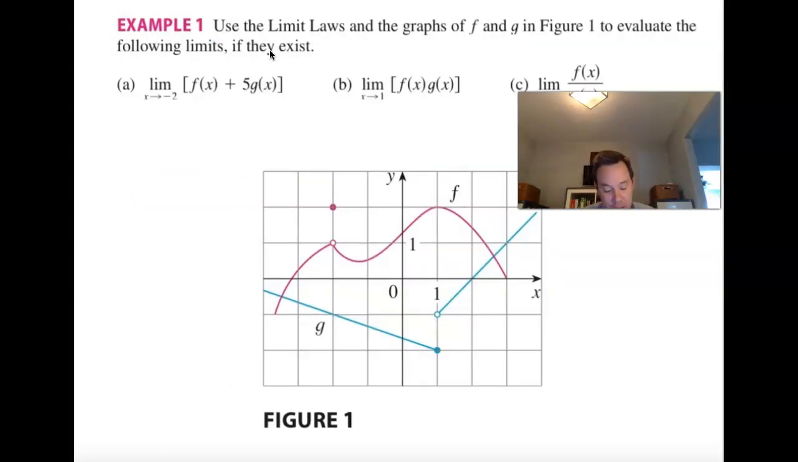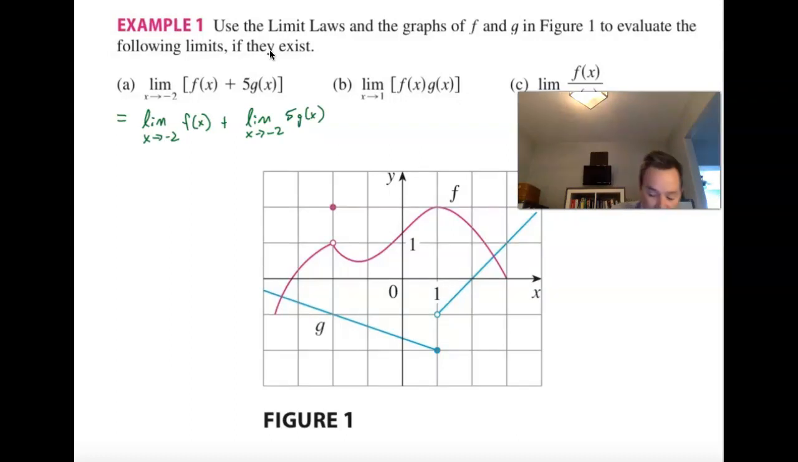All right, so we're going to try and use the limit laws I just went over to evaluate the following limits if they exist. And so let's just break down A first. It says the limit of f of x plus 5g of x as x approaches negative 2. So if I'm going to go in order using the laws, I'm going to say, okay, that's a limit of sums, so that equals a sum of limits. So I can just look at the limit of f of x as x approaches negative 2 plus the limit of 5g of x as x approaches negative 2.